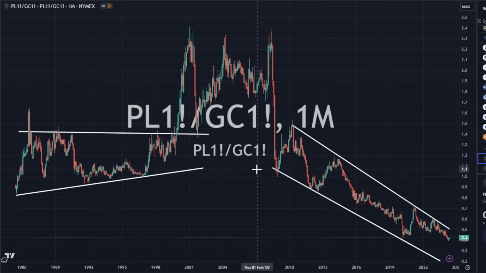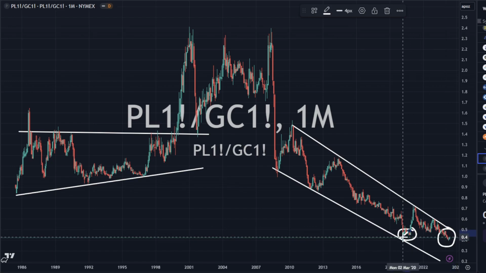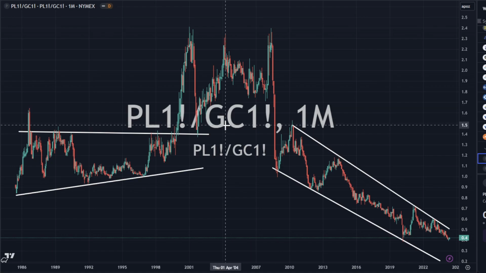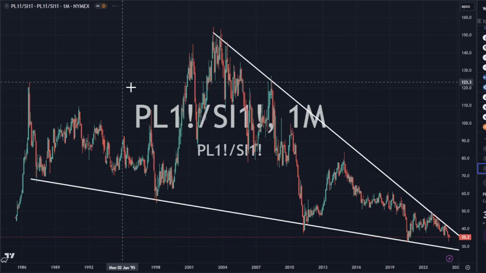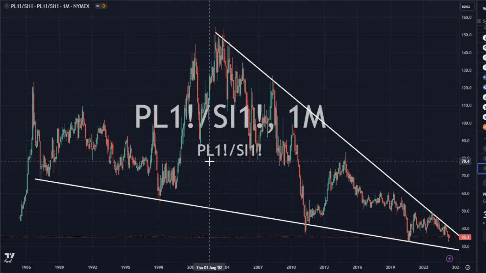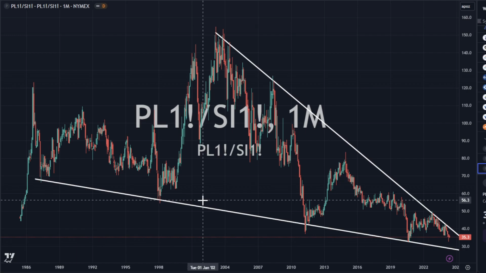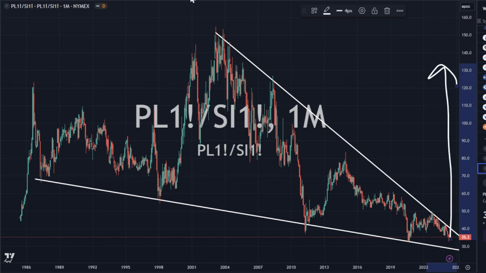So that is another reason that I am so overweight in platinum, because of the ratio being this low. I swapped some gold here, and the market conditions are going to force this to, I think, be a different look of the ratio moving on up. We can also look at platinum versus silver, and platinum versus silver is also consolidating in a falling wedge. So there's the possibility that platinum will outperform silver in a commodity bull market.